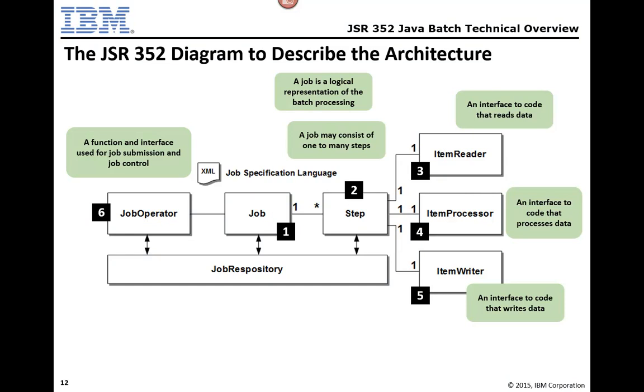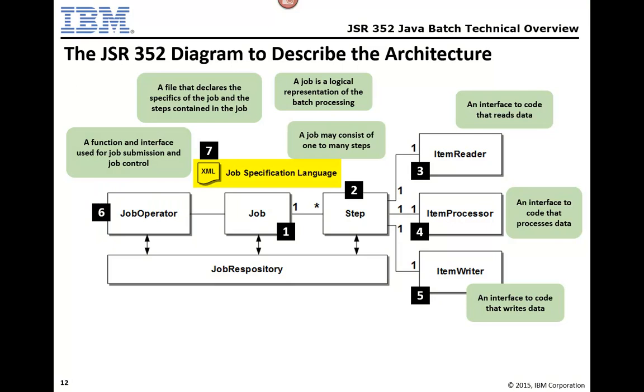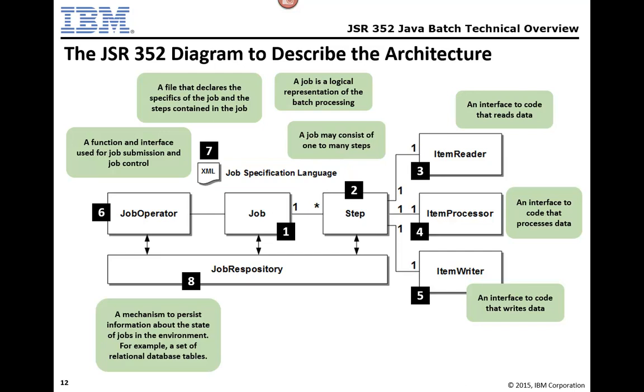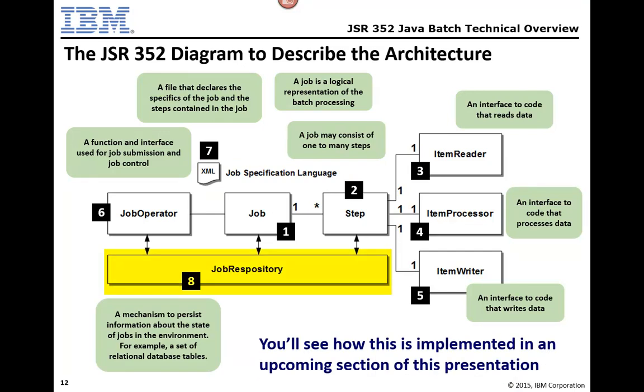The JSR352 standard defines the job operator as the interface to submit, monitor, and control jobs. The job specification language file is what describes the job details to the job operator and the JSR352 runtime environment. This is an XML file. We'll peek inside an example JSL file in a few charts. Finally, the job repository is the data store used to keep track of jobs. The JSR352 specification indicates a job repository is required, but does not spell out how it should be implemented. This is an area where vendors may provide extensions for additional value. We'll show you how IBM implemented the job repository later in this presentation.